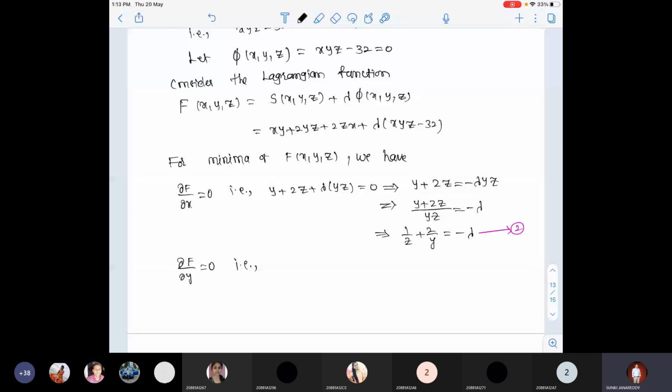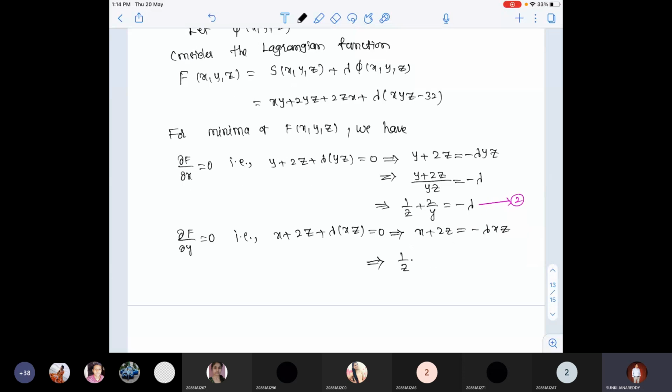Now that implies x plus 2z is equal to minus lambda xz, right? By cross multiplication and by dividing individual terms, we can get 1 by z plus 2 by x, and that is equal to minus lambda. Take this one as equation number 3.